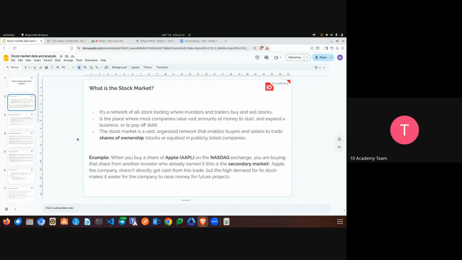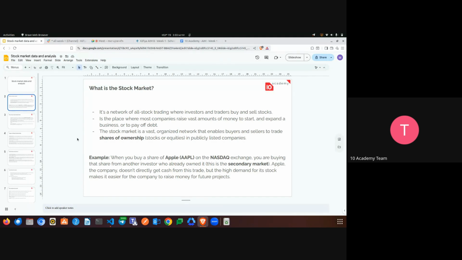So what's a stock market? It's a place where people buy and sell shares. It's a network of all stock trading where investors and traders buy and sell stocks. It's a place where most companies raise vast amounts of money to start and expand businesses or to pay off debt. The stock market is a vast organized network that enables buyers and sellers to trade shares of ownership in publicly listed companies. You can think of the stock market like a big supermarket where, instead of buying vegetables or fruits, people buy shares of companies.